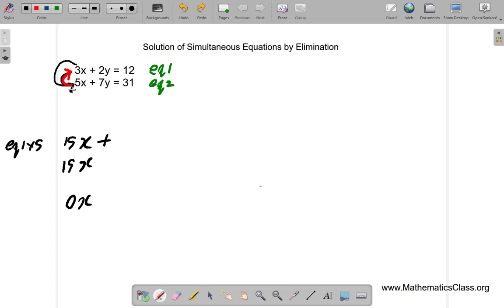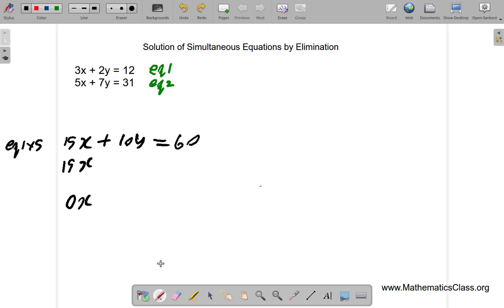Plus 5 by 2y. 5 by 2y gives you 10y equals, then we'd have 5 by 12. 5 by 12 is 60. You see that? So that is equation 1 by 5.